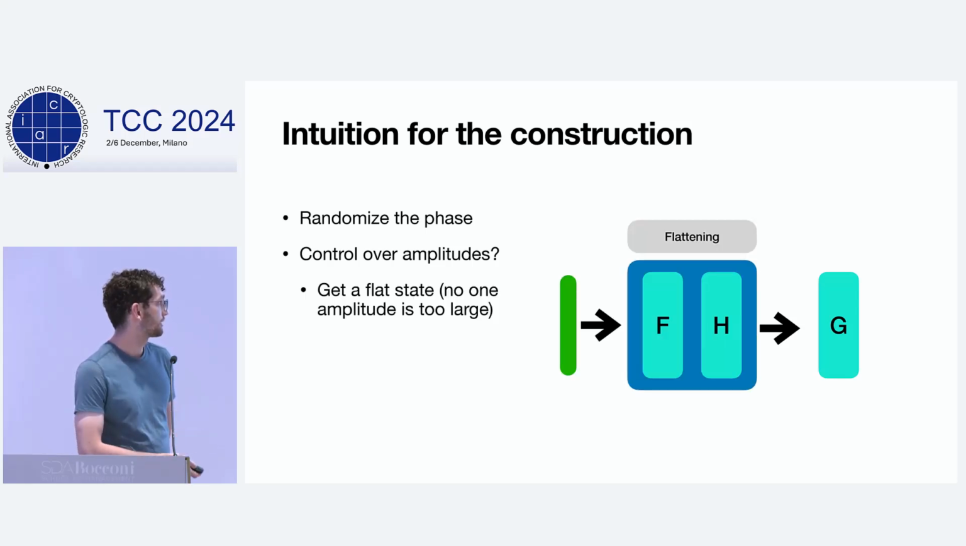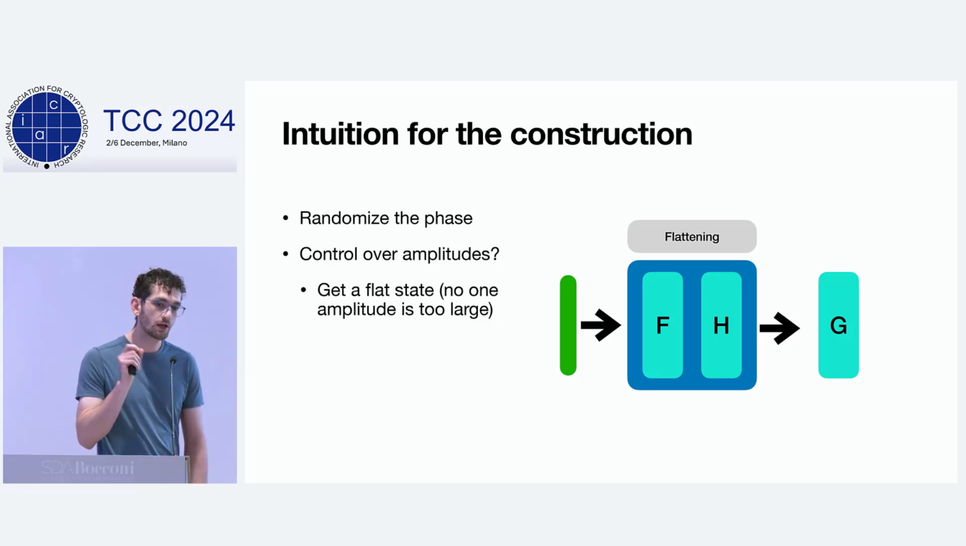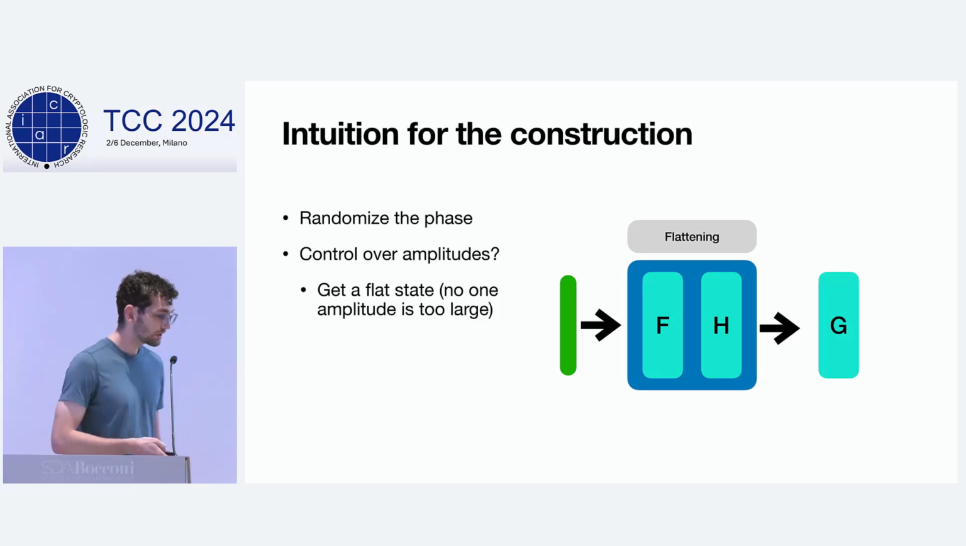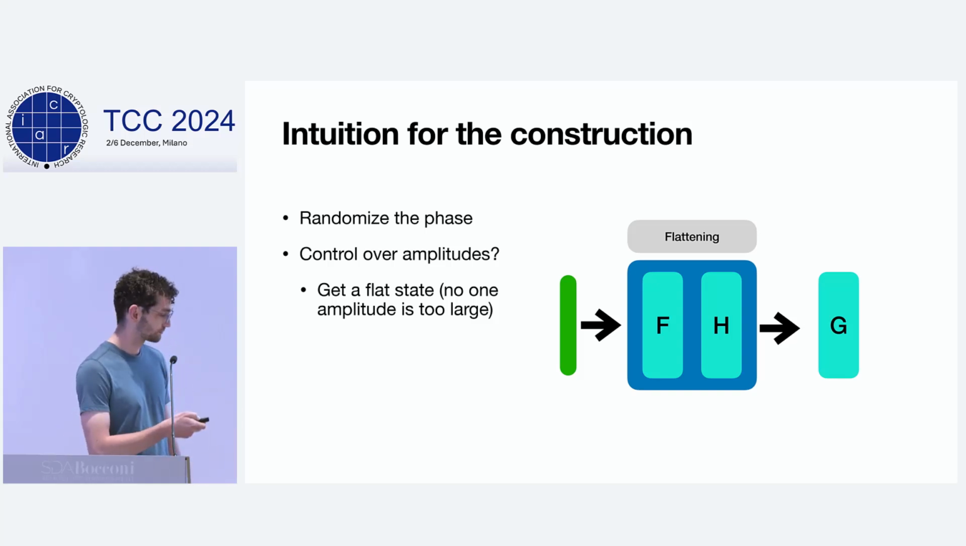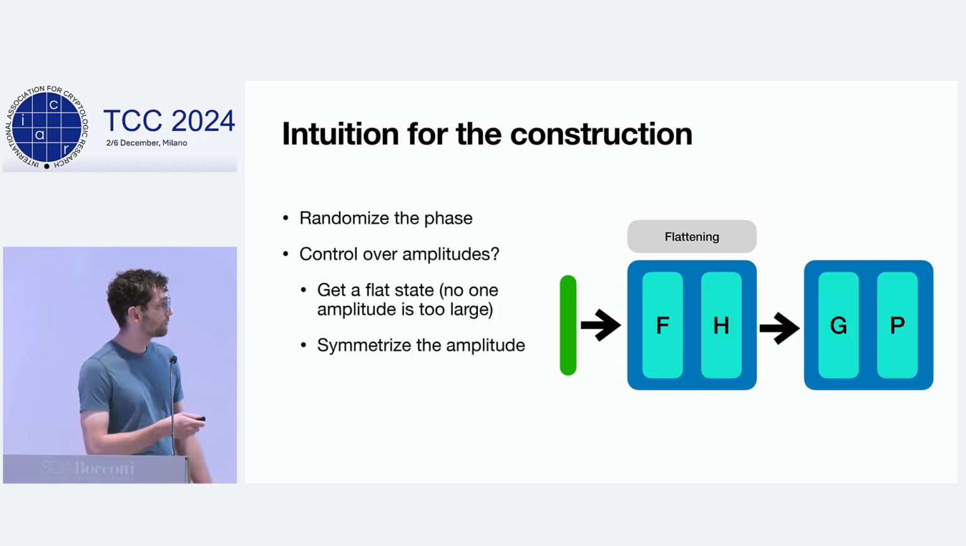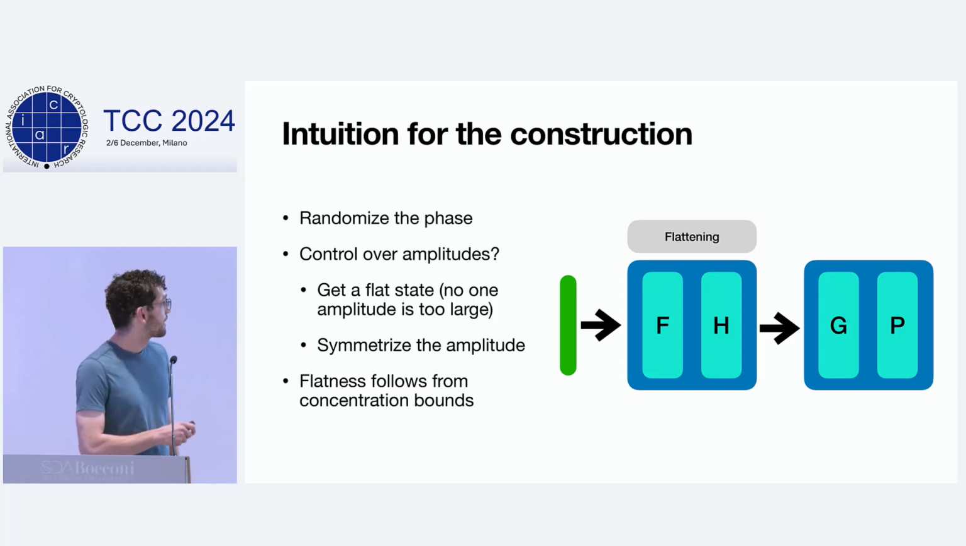So we introduce a flattening stage in which we first apply a randomization of the phase F and then the Hadamard transform. And that gets us, after the flattening stage, a state which is flat, in the sense that no one entry is too large. And this is a property that was implicitly used in many other constructions. Finally, we permute the basis elements, which symmetrizes the amplitude. The flatness follows from concentration bounds, and I won't get into it. This is not the interesting part.